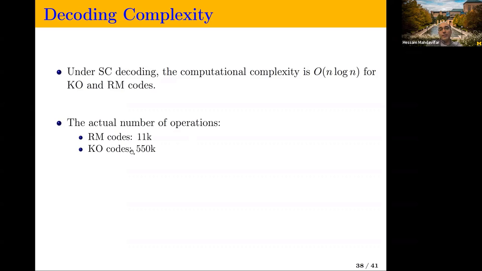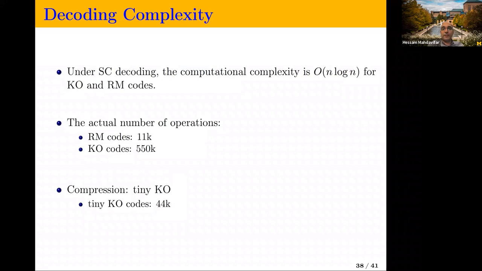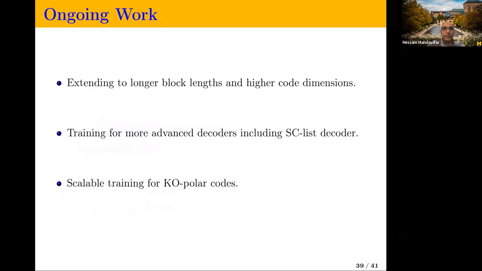So the actual number of operations is larger. But we are also working on the so-called tiny KO. So there is lots of work. This is not very much related to the coding part of it. It's just about making the neural net more efficient, compress it. There are many techniques, and people are doing lots of stuff in that domain in the ML community. So by doing such techniques and compressing the neural net, we could reduce the complexity to be somewhat in the same order as with Reed-Muller codes, okay? Still an ongoing direction.